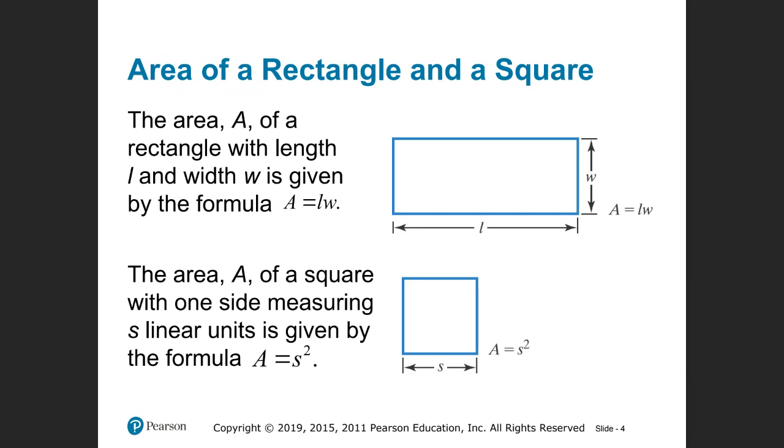First, we're going to look at formulas for the area of a rectangle and a square. The area, denoted by capital A, of a rectangle with length L and width W is given by the formula A is equal to L times W. The area, capital A, of a square with one side measuring S linear units is given by the formula A is equal to S squared, which is the same as S times S.